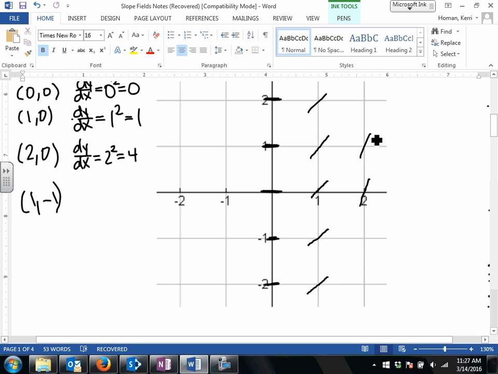We have to do it on every single point on this graph. Carter, 2, 2. I think it's going to be 4. Tristan, 2, negative 1. I'm going to say 4. Emma, 2, negative 2. All right, Jimmy. Negative 1, 0. 1.